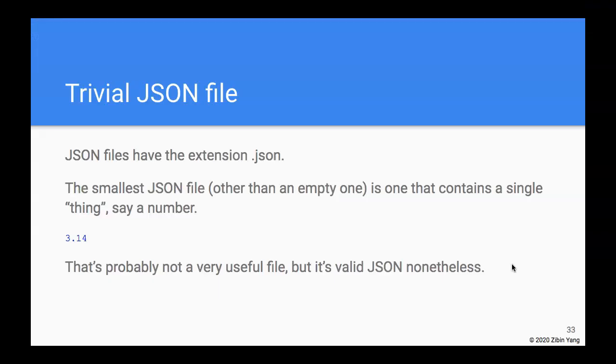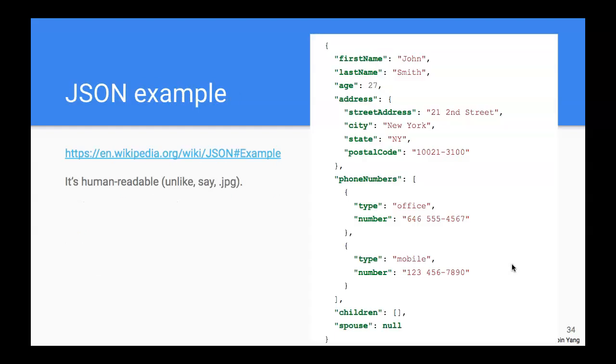It's not terribly useful. So let's look at a JSON file that is a little more practical and contains more useful information. This is an example I pulled down from Wikipedia. One thing you can tell immediately is that this file contains information that is very, very human readable. So let's look at it line by line to see what each of these things are.